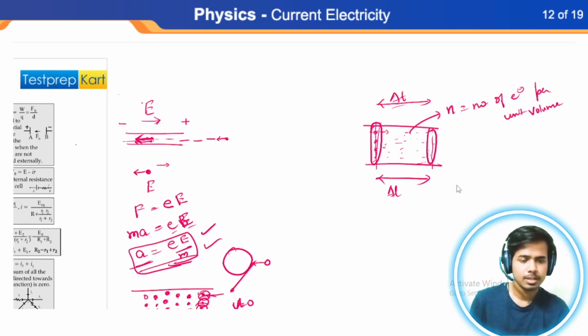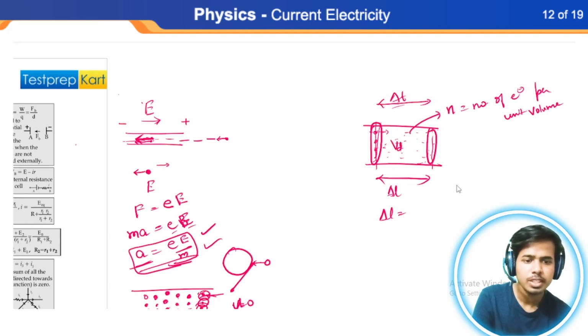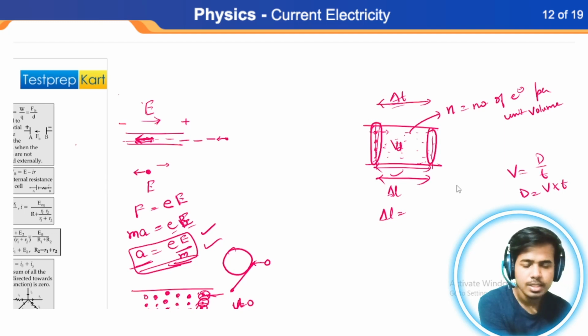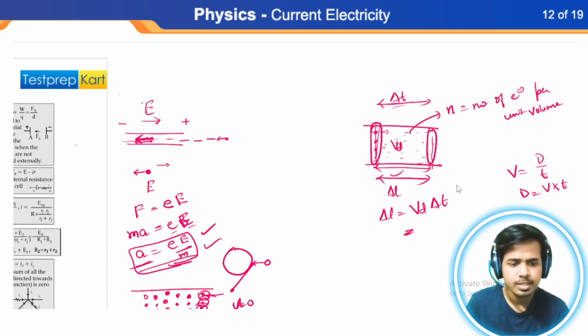So if I do that, what I will have here is delta L is equal to, yes, I can definitely write it as v, the drift velocity, into delta time t, because v is equal to d by t. So d, which is this much path that the electron has covered, should be equal to velocity into time. So that is velocity into time, right? So v drift into delta t, is equal to, let's write it as such.